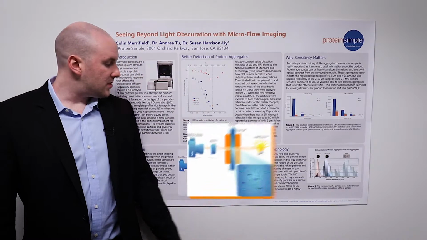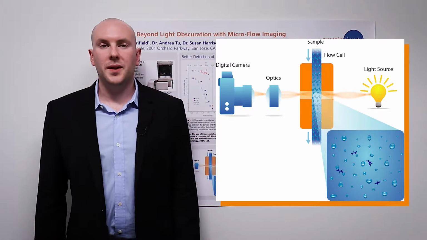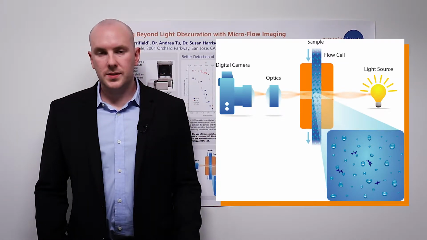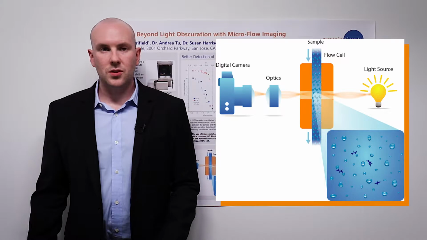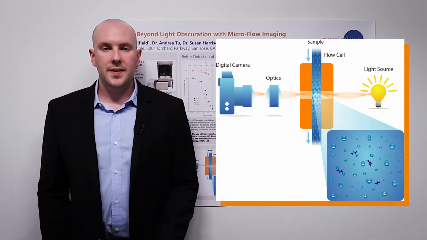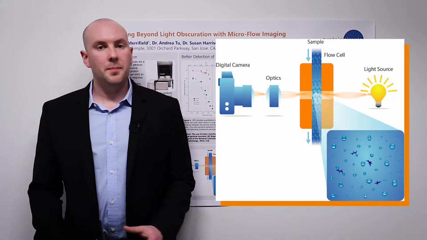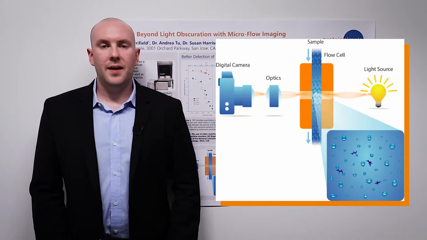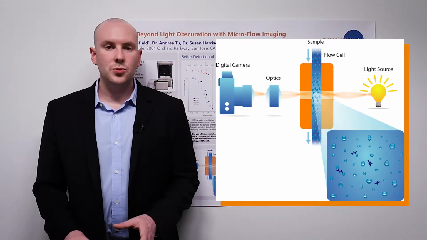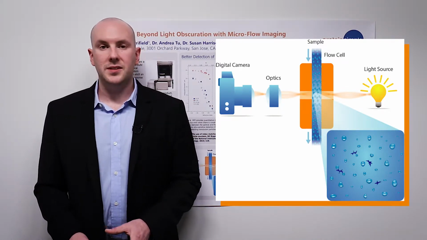So MFI is based on the concept of bright field microscopy. On one side of the sample, we have a light source, which illuminates the sample. And then on the other side, we have our optics, which focus a camera, which then images the sample as it passes by. Now, in between that, we have the flow cell, and the flow cell is crucial for guiding the path of the sample past the optics.